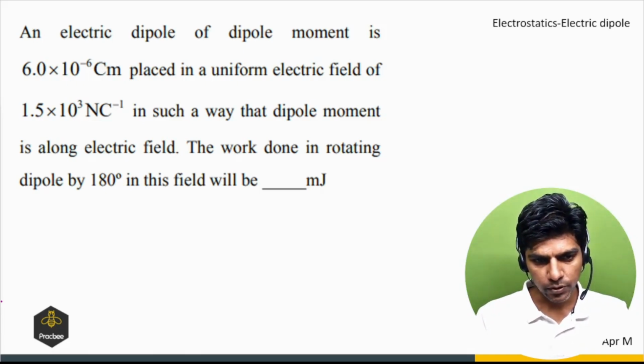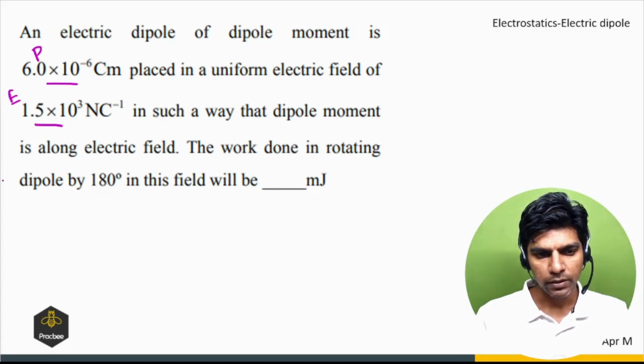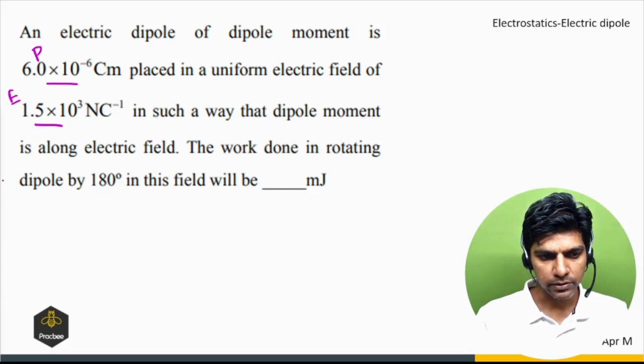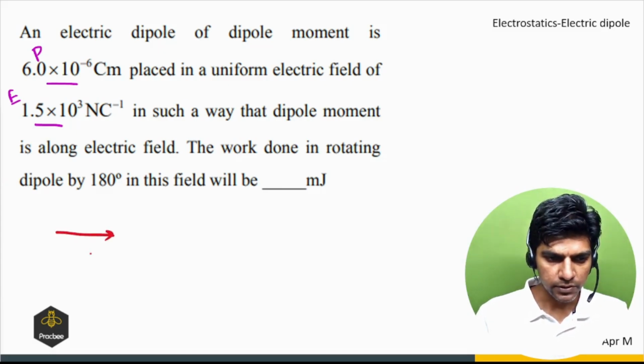An electric dipole of dipole moment 6 into 10 raised to power minus 6 coulomb meter is placed in a uniform electric field. So we have given electric field and dipole moment is also given to us in such a way that the dipole moment is along the electric field. So this is P vector. Electric field is also in the same direction.